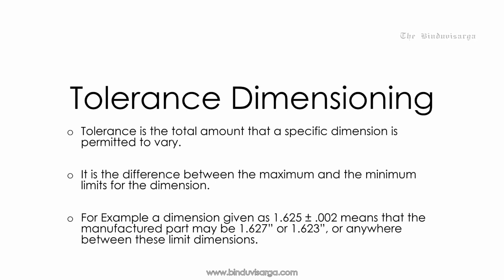Tolerance dimensioning. Tolerance is the total amount that a specific dimension is permitted to vary. It is the difference between the maximum and the minimum limits for the dimension. For example, a dimension given as 1.625 plus minus 0.002 means that the manufactured part may be 1.627 or 1.623 or anywhere between these limit dimensions.